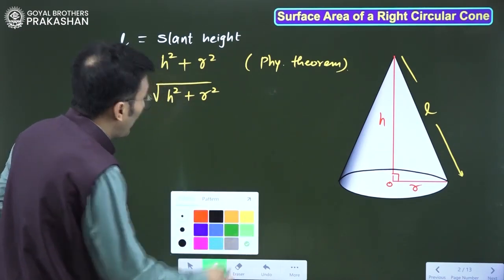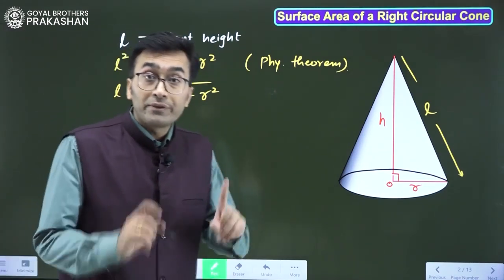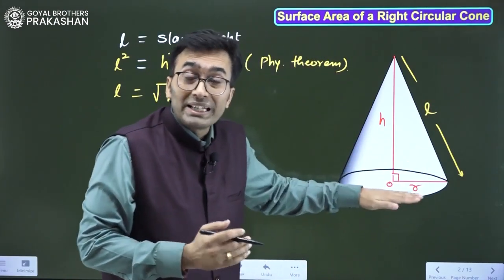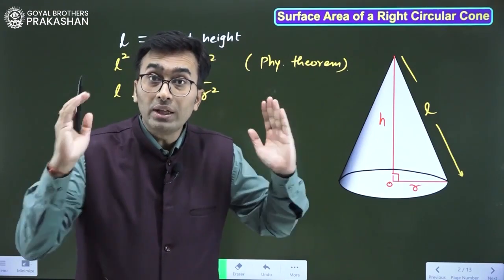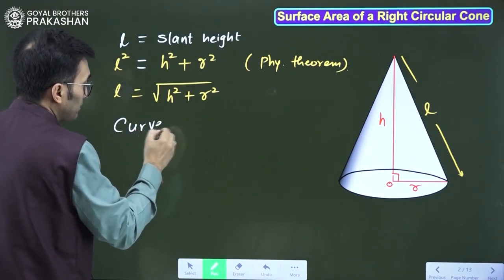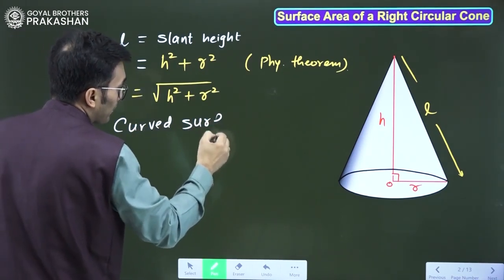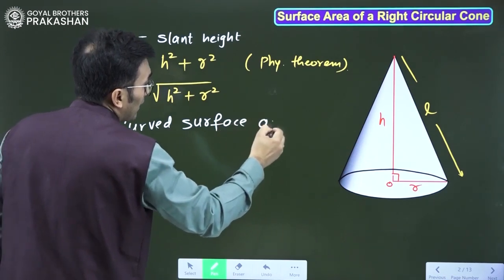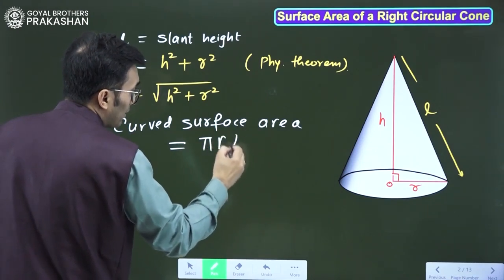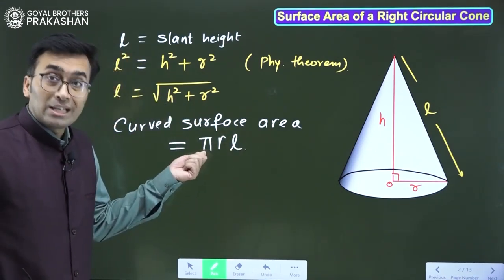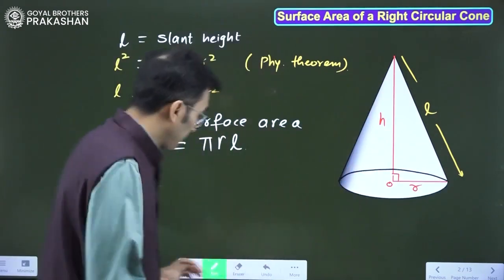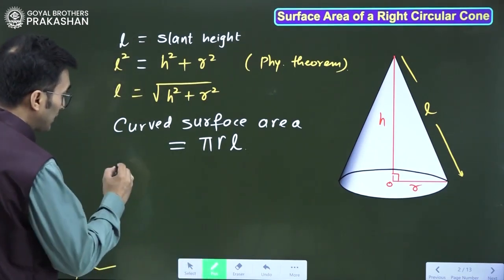Now we have to find the curved surface area. Curved means only this portion, removing the base. We are not concerned about the base, only the curved part. So the curved surface area is given by pi r L. Pi is a constant, R is the radius, and L is the slant height.